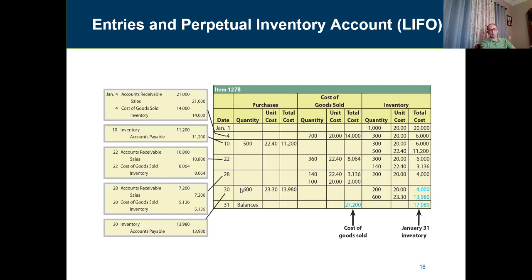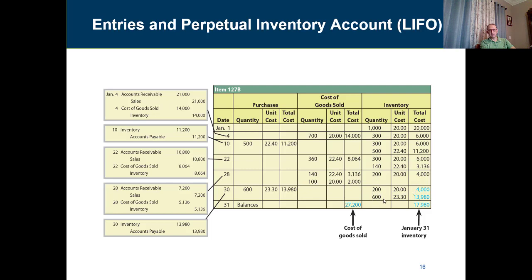So on the 30th, we made another purchase transaction of 600 units at $23.30 for a total of $13,980. So now we end up having two batches in our ending balance. 200 at $20, which is the original $20 that we have here. These are the remaining 200 units out of the original 1,000. Because remember, we sold 700, and then we sold another 100, so that left us with the 200 here.